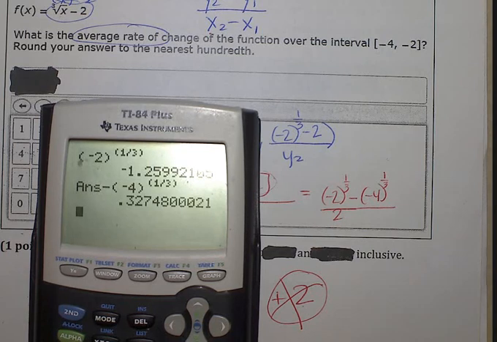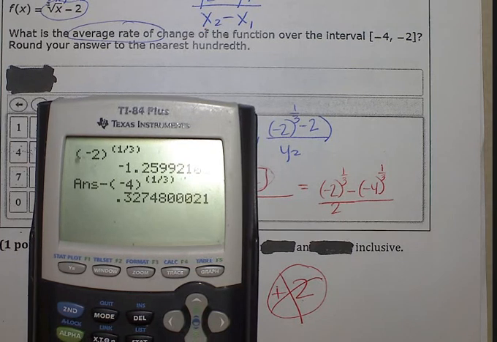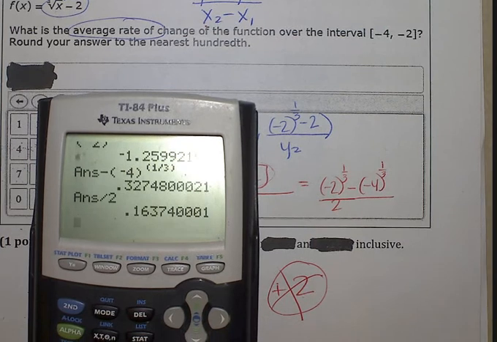Can you raise your hand if you have the same answer in the numerator position that I do? Hands up high. Now divide that quantity by 2, and the directions say to round our answer to the nearest hundredth, which would make this answer 0.16.